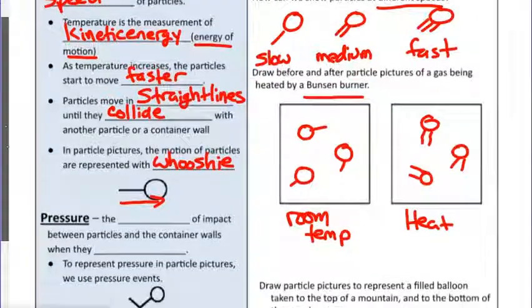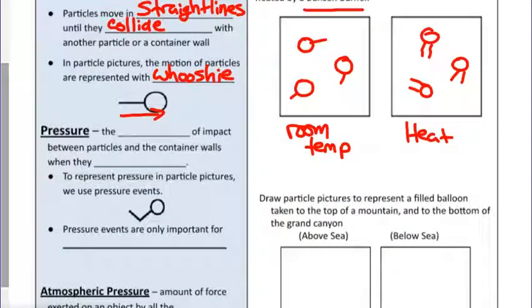So the next variable that we're going to talk about is pressure, which you probably heard of in terms of like tire pressure or like your bike tire pressure. And pressure is specifically referring to the force of impact between particles and the container walls when they collide. So how fast and how often are the particles colliding with each other and the walls of the container that they're stored in? When we want to illustrate pressure using a particle picture, we're going to use this bent tail or bent whooshie, which is what we're referring to as a pressure event.